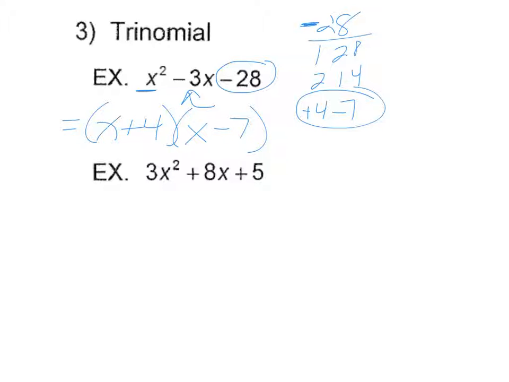You can always check the factoring by multiplying your answer back out. If I FOIL x plus 4 times x minus 7, I'll end up with x squared minus 3x minus 28. So you can always check your factoring.